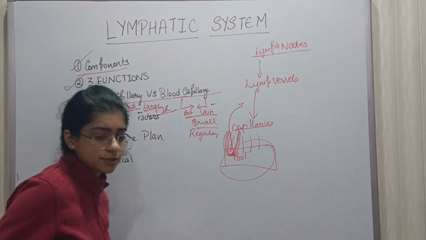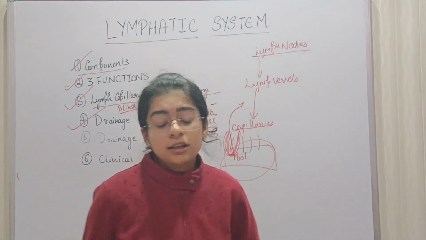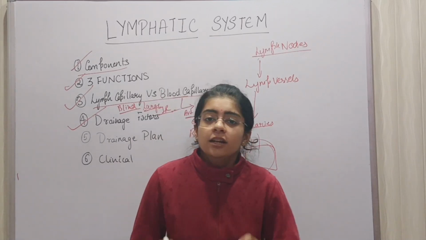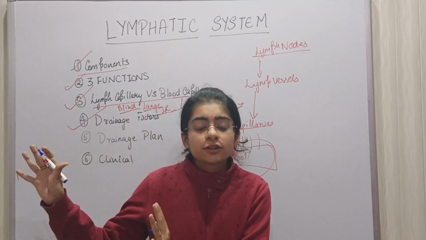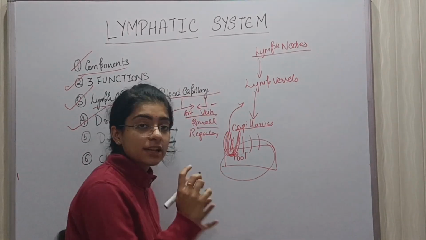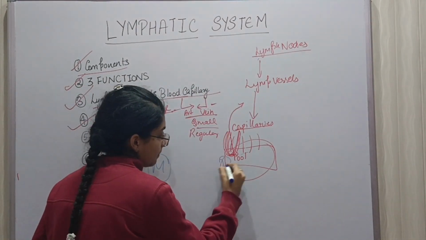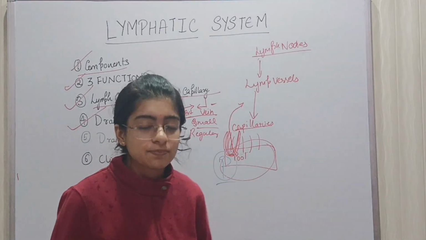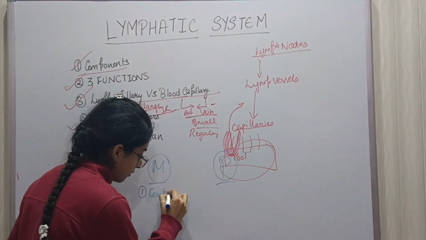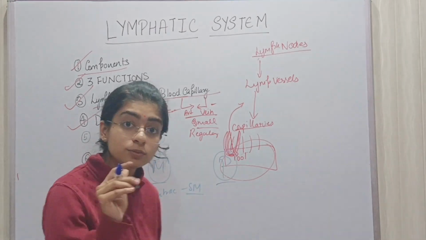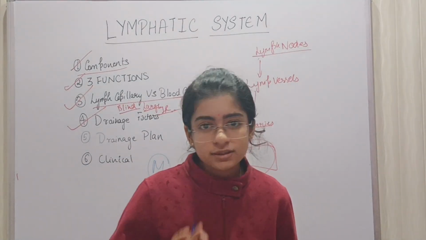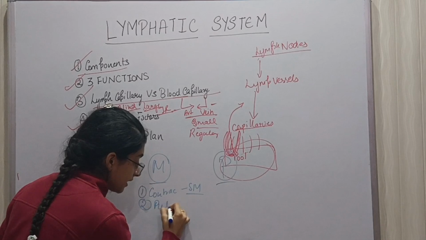Next comes the drainage factors. This is also an important point, and it can be learned with a very easy method. Just remember that there is a factor of muscles, of contraction, and another factor of pressure. Muscle is on one side and pressure is on the other side. In muscle I am contracting. So first I will see the contraction of smooth muscle, right? Smooth muscle contraction. Second, arteries also have smooth muscle in their wall. So the second point will be pulsation from arteries.